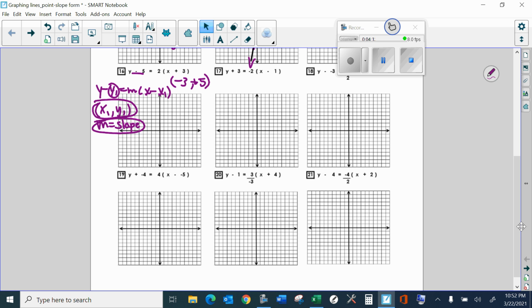So negative 3, 5. Let's change the color. Negative 3, 5. 1, 2, 3. 1, 2, 3, 4, 5. Right there. And then here's my slope, 2. Slope is 2, and write it as a fraction. So that means up 2, right 1. Or I can say negative 2 over negative 1, which would be down 2, left 1. They're right in a line. Take my ruler, go right on through them. Then arrows at the end. And there's my line.